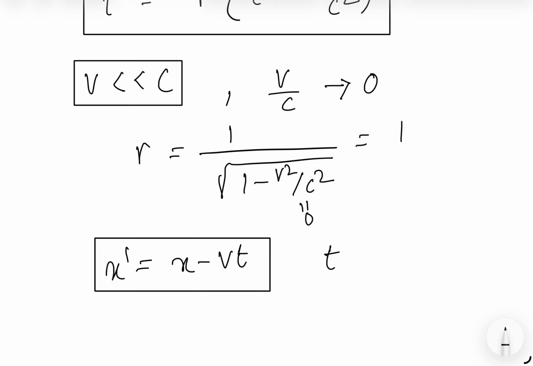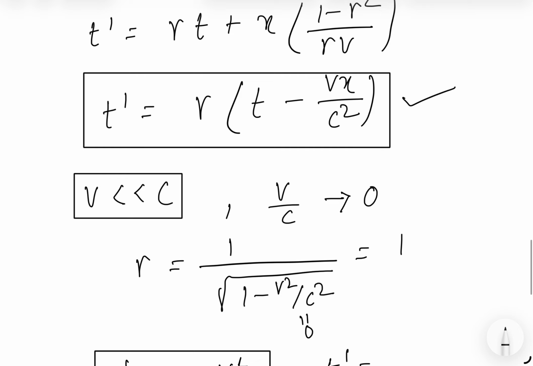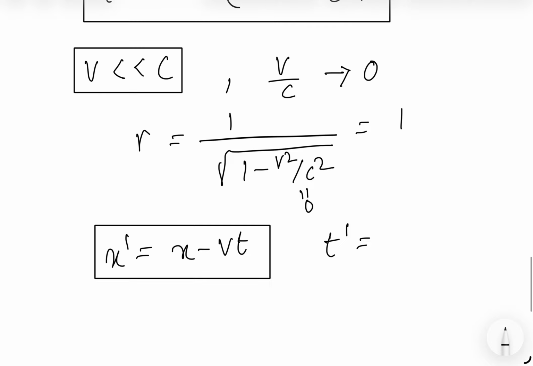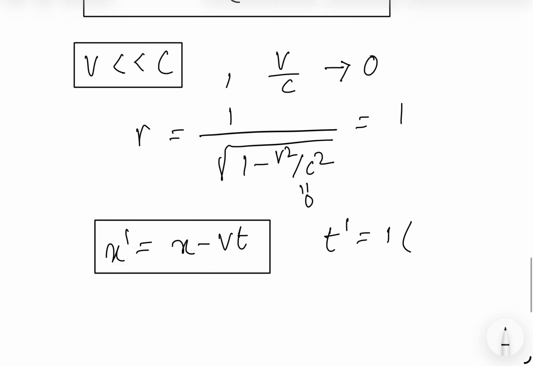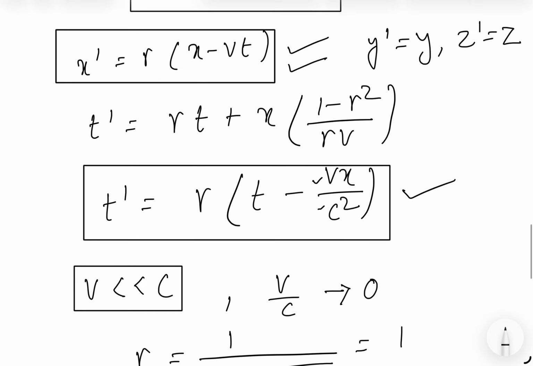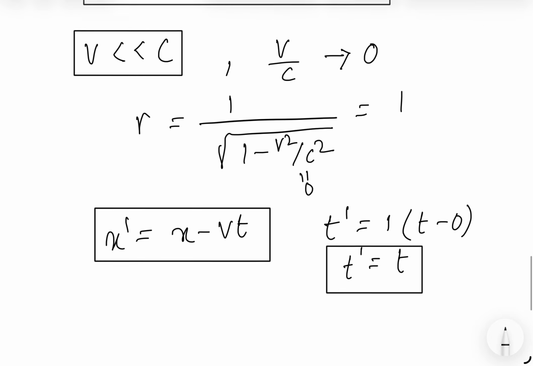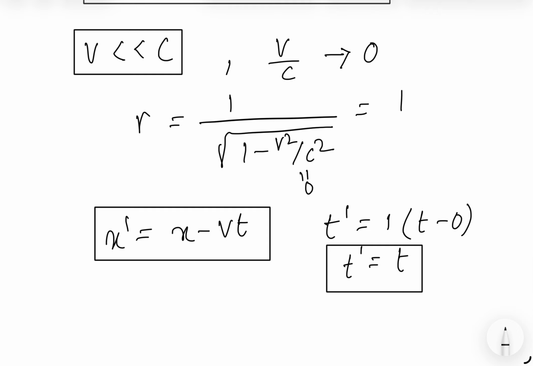Okay, and your t dash will be t minus vx by c square, where v by c is tending to 0, so you got this as 1 multiplied with (t minus 0), which is t. So you got t dash equals t, again back to your Galilean transformation. So basically Lorentz transformation is the most accurate transformation, and it works very well with relativistic speed, when the speed of the object is comparable to the speed of light, but when it is very much less than the speed of light, then it reduces to the Galilean transformation, right?